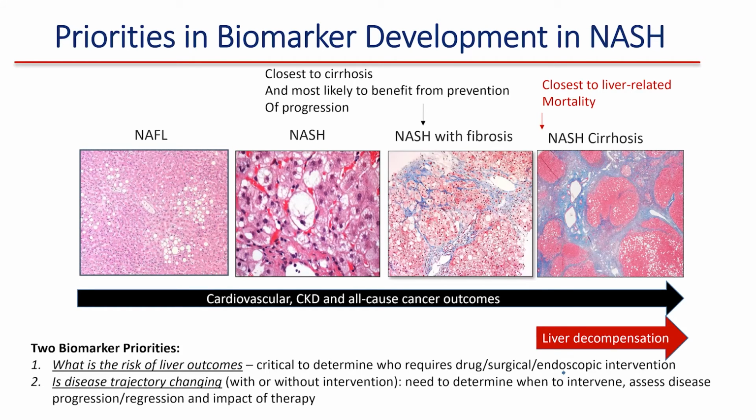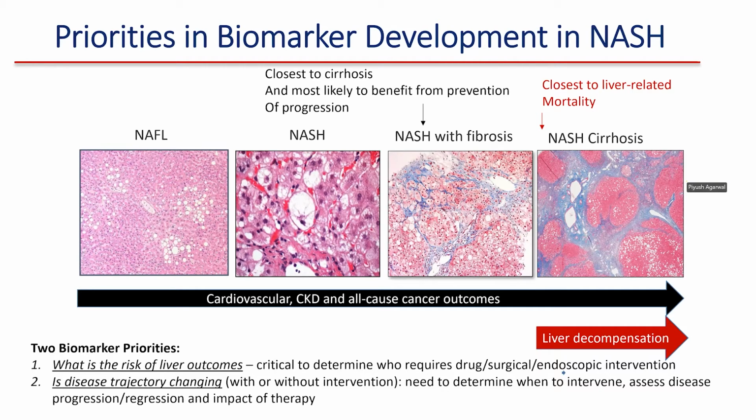Now, there's two biomarker priorities. One is, what is the risk of liver outcome? So this is critical to decide who's going to need therapy, who's going to need surgical transplant evaluation eventually, who's going to need further monitoring.